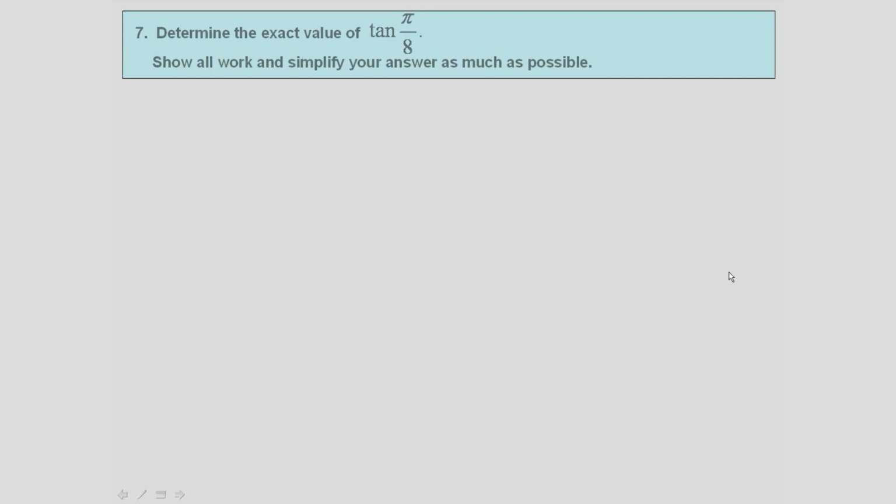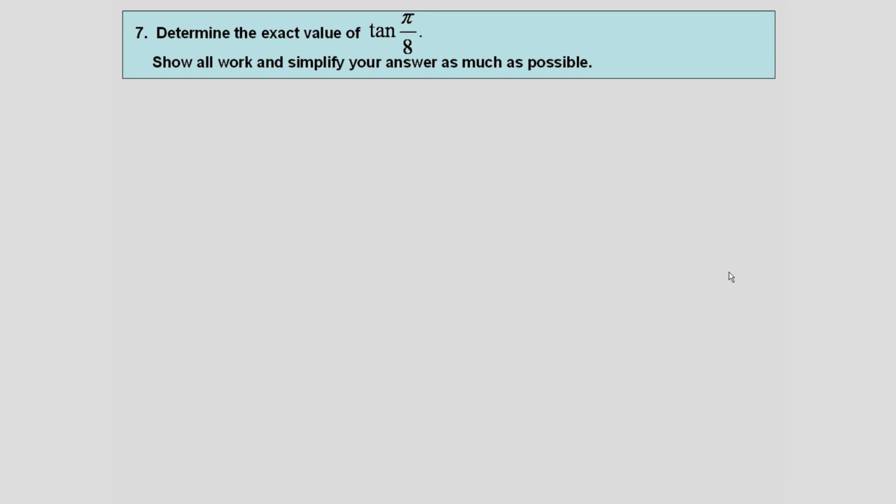Question number 7. Let's see here. Determine the exact value of tan pi over 8. And show all your work and simplify as much as possible. Okay, so as with a lot of these questions, the tricky part is determining where do you start. Now pi over 8 is not an angle that's found in our special triangles, so using the special triangles directly is not an option here. If you try to do it on your calculator, you're going to end up with something that's not exact. So how do we do it?